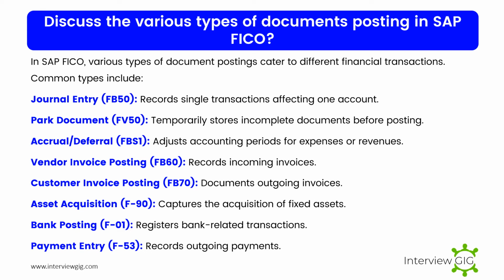Vendor invoice posting, FB60 records incoming invoices. Customer invoice posting, FB70 documents outgoing invoices. Asset acquisition, F90 captures the acquisition of fixed assets. Bank posting, F01 registers bank-related transactions. Payment entry, F53 records outgoing payments.